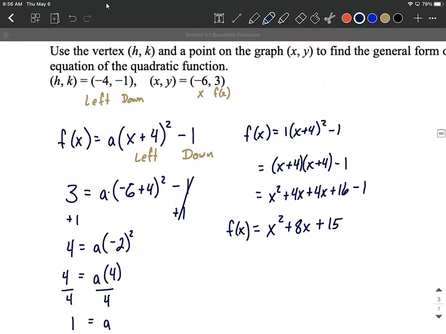All right, hope this helps out. If you're given a vertex and one other additional point on a quadratic function, you should be able to find the function that has that information. Good luck.